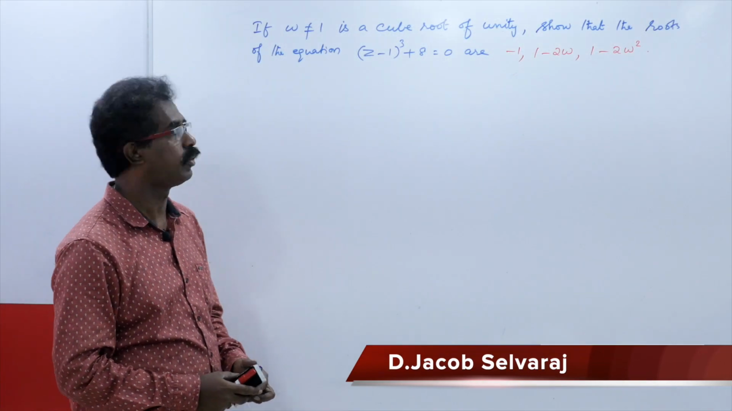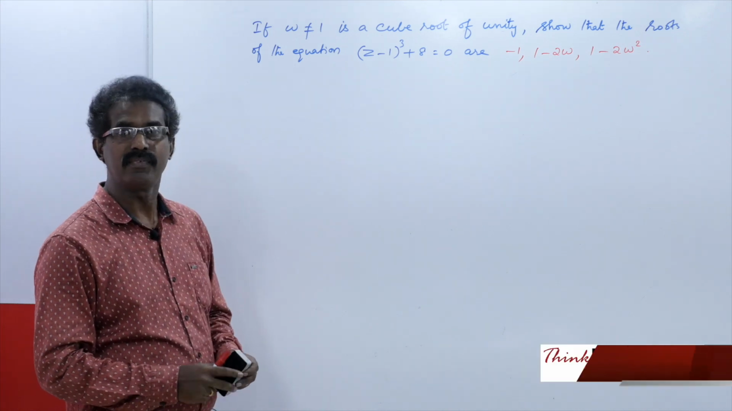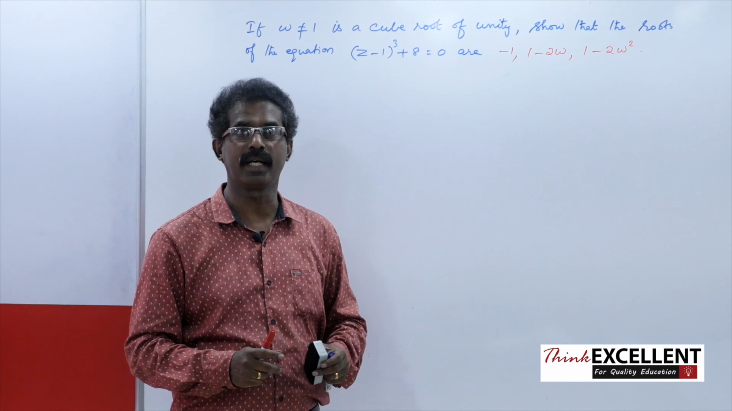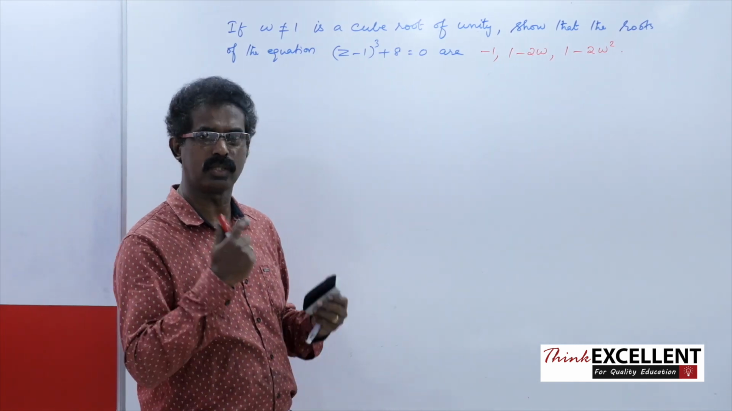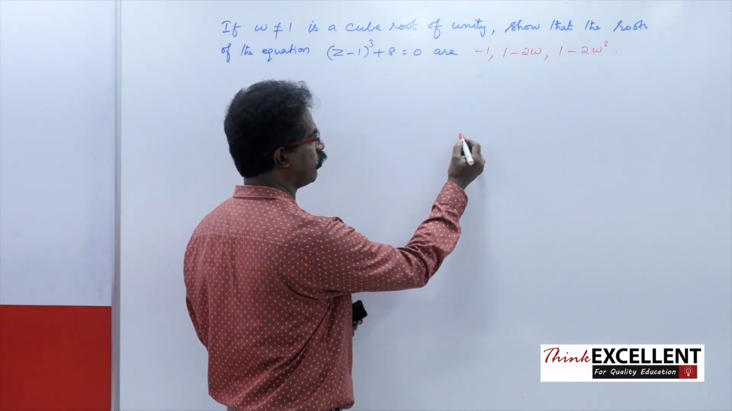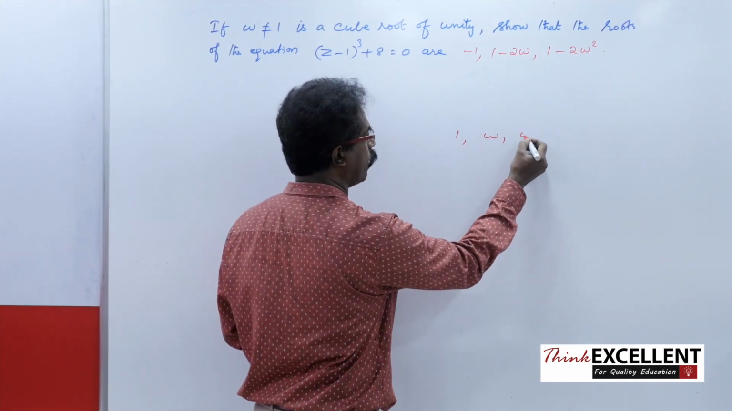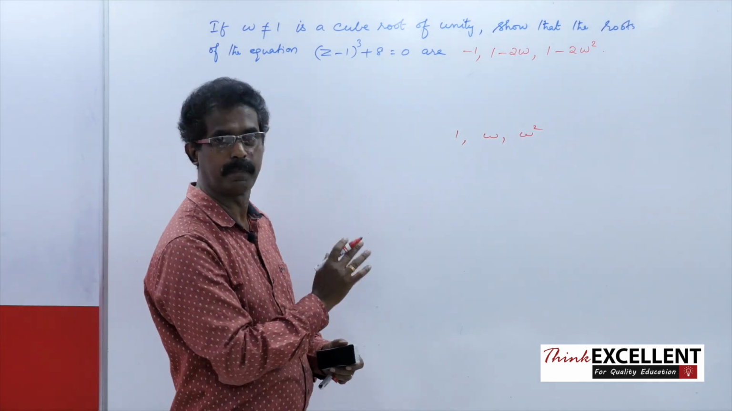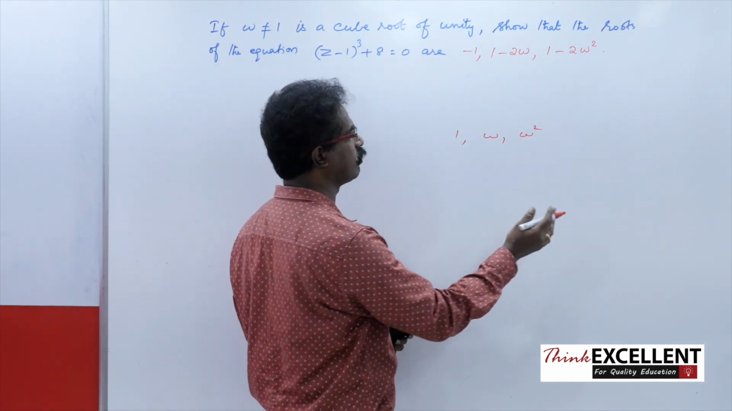Now let us see how to solve this question. If omega not equal to 1 is a cube root of unity, so you must know the results in cube root of unity. What are the cube roots of unity? 1, omega, omega square. Omega is not a fixed value. When omega represents a cube root of unity, you have some results.